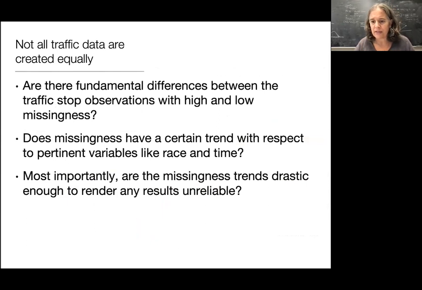And so, just really briefly to end here, some work that I've been doing. This is just a brief foray into some of my work. The thing about this database is it has quite a bit of missing information. A lot of the variables will not have data on them. So what my group is interested in is whether there are fundamental differences between traffic stop observations with high missing and low missing. How do we understand it with respect to things like race and time? And most importantly, are the missingness trends going to render any of the results unreliable? Even those LAPD and Nashville results: what happens when you incorporate missing information in particular ways? What's the change in the actual results?